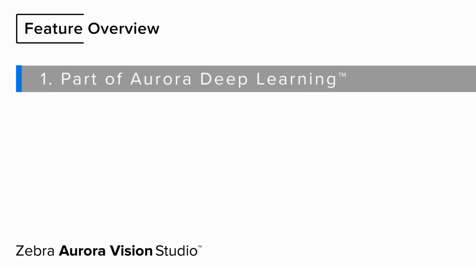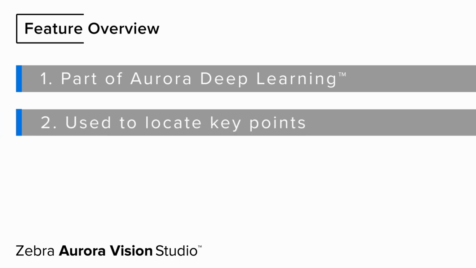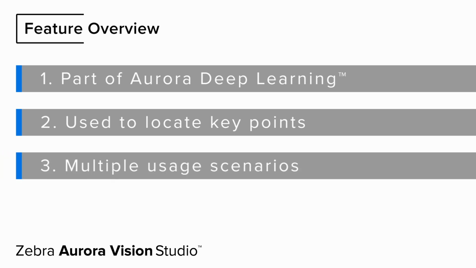The Locate Points, or LP in short, is one of the deep learning-based tools available in Zebra Aurora Deep Learning add-on. It is used to precisely locate and classify key points, characteristic parts, and small objects within an image. Locate points can be used in a large variety of scenarios, for example in object counting, object classification, or obtaining coordinates of key points.